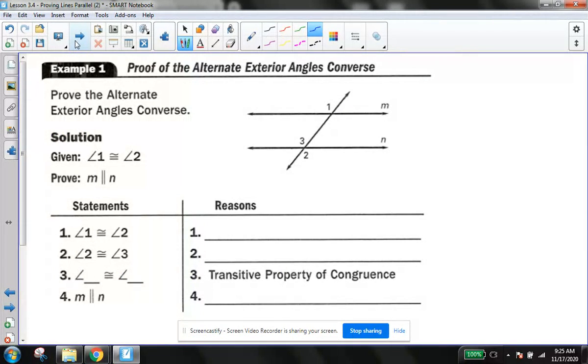All right, we're going to start off by showing how this works with a proof. So for example, let's say we're given that angle 1 is congruent to angle 2. We're going to prove from some things we knew in the past that line M is parallel to line N. So we're going to state first that angle 1 is congruent to angle 2 because that's given to us. We can then state that angle 2 is congruent to angle 3. And the reason for that is because of the vertical angle theorem.